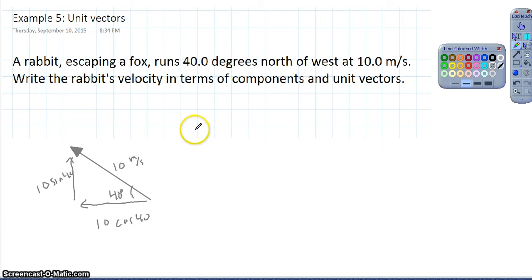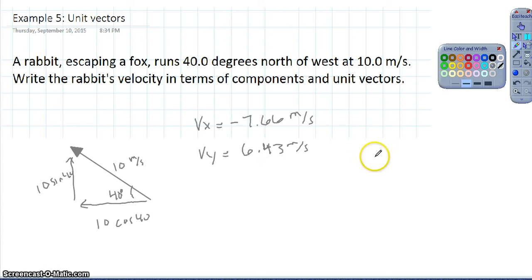So when I find those two components, my x component of the velocity would be, I'm going to go ahead and define it as negative 7.66. And again, the negative just indicating it's going off to the west. I could also drop the negative and just define west, which would be fine. And then the vertical component here would be positive 6.43 meters per second because we're going north 6.43 meters per second.